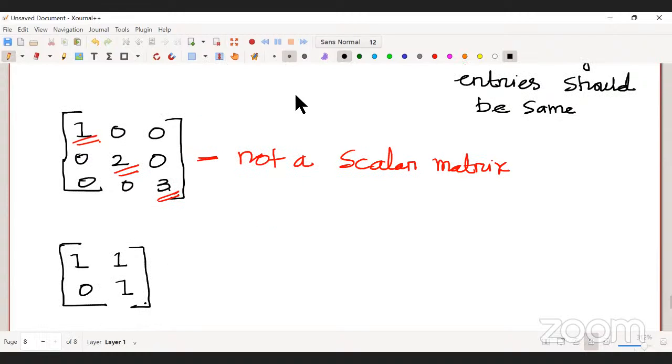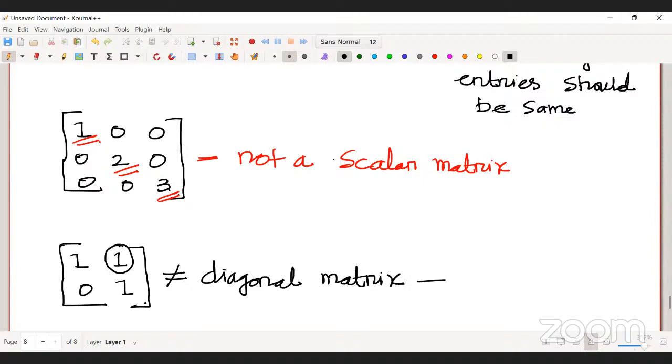Okay, so as you can see, this is not a diagonal matrix, because if you see this 1, the 1,2 entry, which is a non-diagonal entry, and this non-diagonal entry is non-zero. Okay, so that means this is not a diagonal matrix. And since this is not a diagonal matrix, that means this cannot be a scalar matrix.